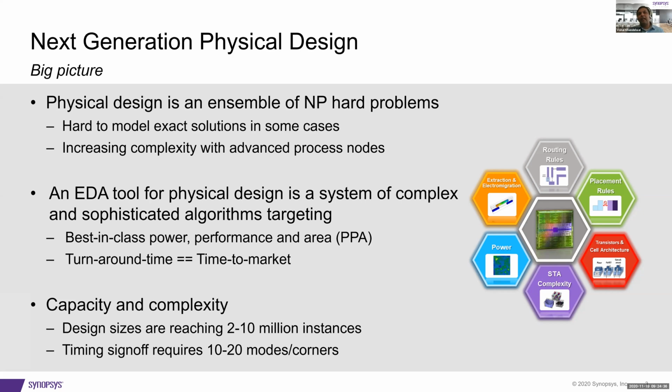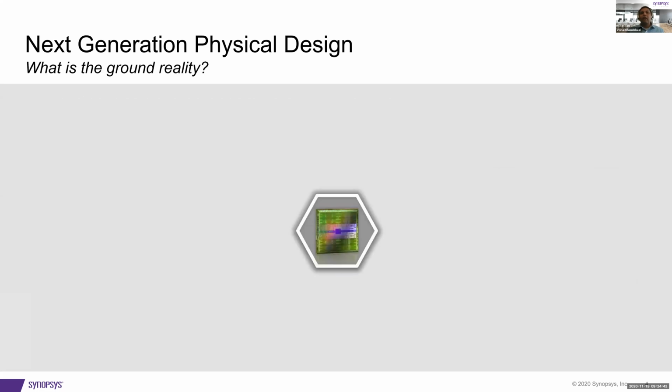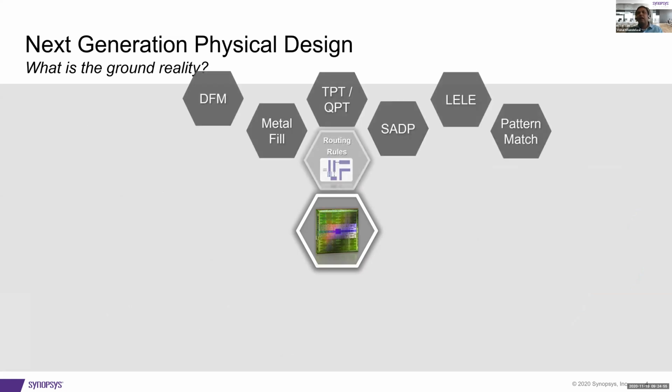And these are some of the challenges that we need to keep in mind when we try to bring ML into the flows. Okay, so I'll add a little bit more on what exactly is the ground reality. We have this very simplified flow view of what a place and route tool is, but there's a lot that goes behind it. Routing has become incredibly complex.